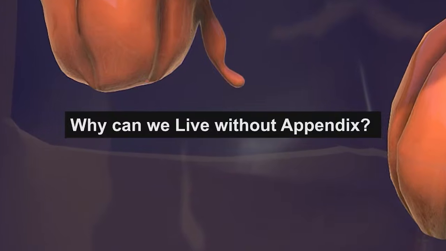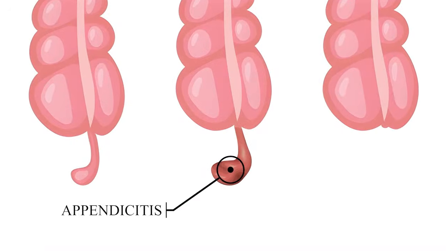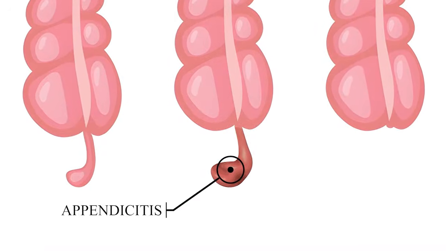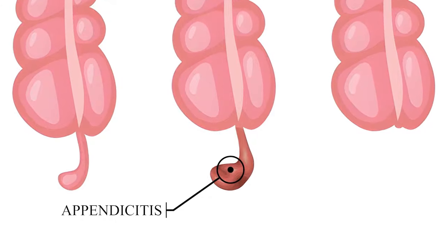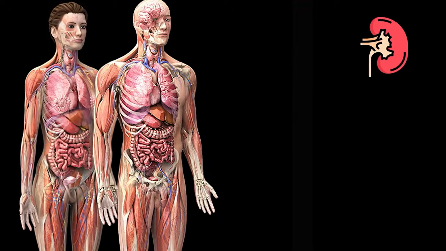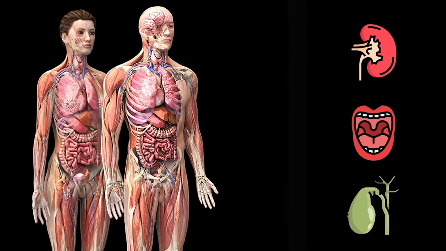Yes, you can live without the appendix, and many people do, especially those who have had appendicitis and needed surgery to remove it. That's why some people think it's not important. But just because you can live without something doesn't mean it has no purpose. For example, people can live without one kidney, tonsils, or even their gallbladder, but those organs all do helpful things.